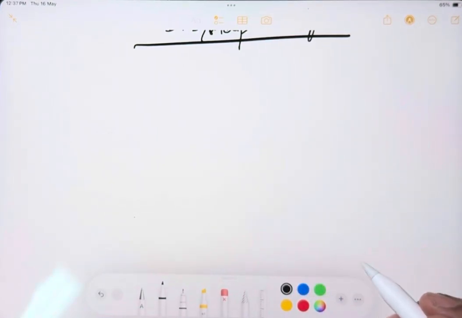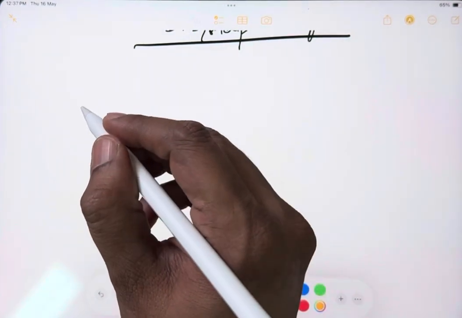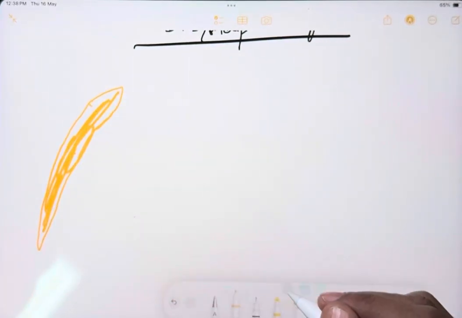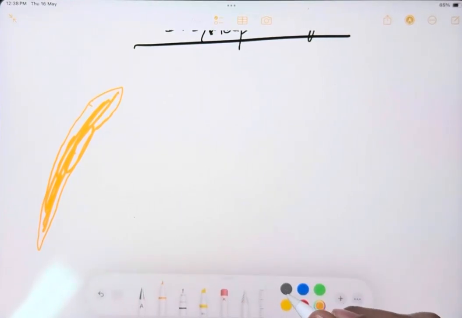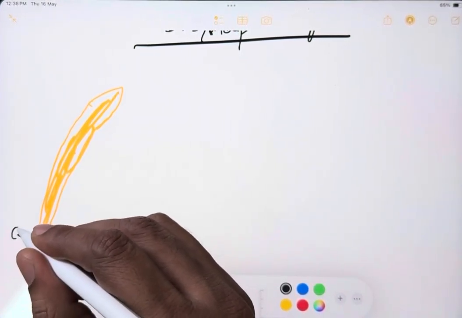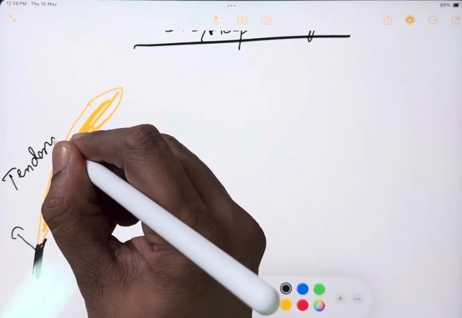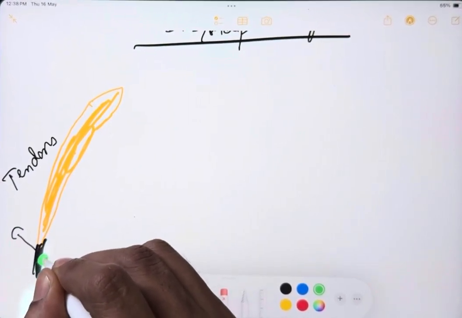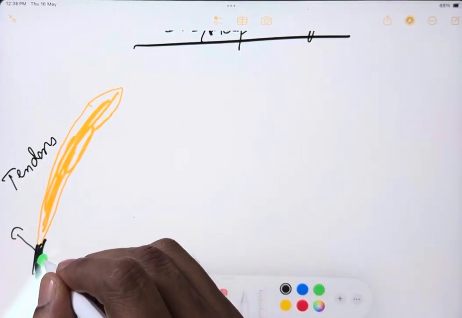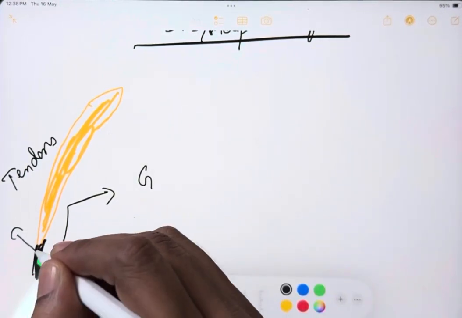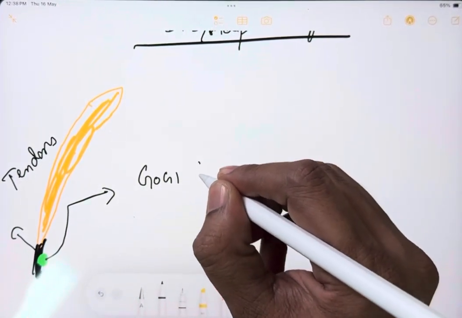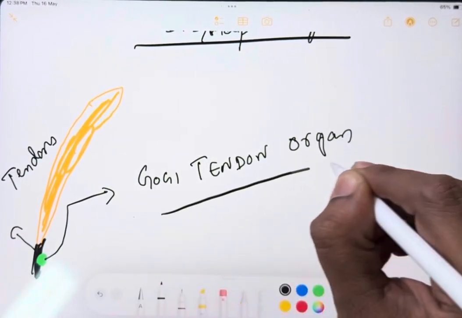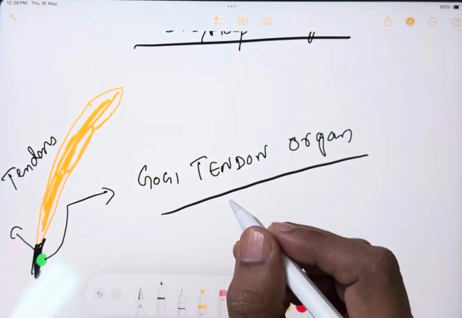So see, consider this as one of the skeletal muscles. This line diagram I am drawing is just a skeletal muscle. Now these skeletal muscles are attached to the bones by a structure known as tendons. Everyone knows that tendons attach the muscles to the bone. Now in this tendon there is a sensor or receptor present. The receptor or sensor present in the tendon is known as the Golgi tendon organ.